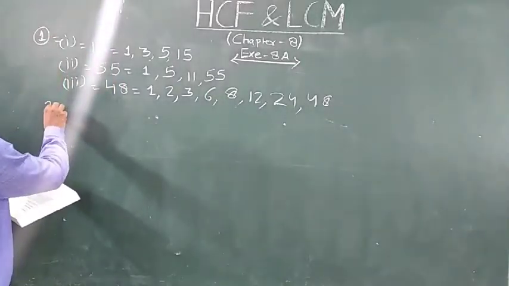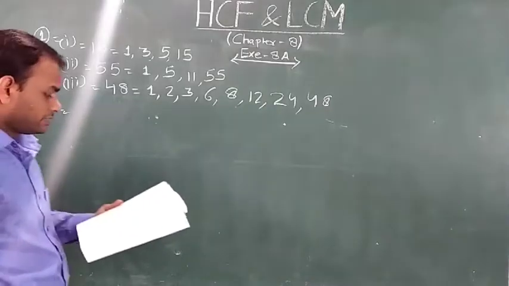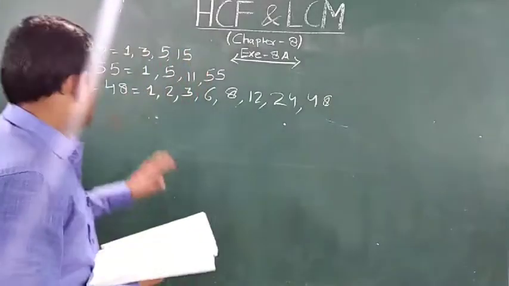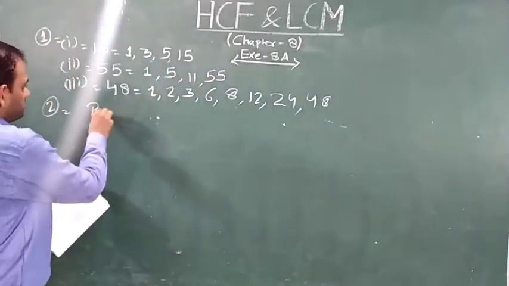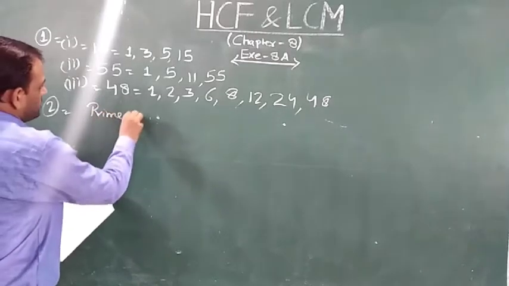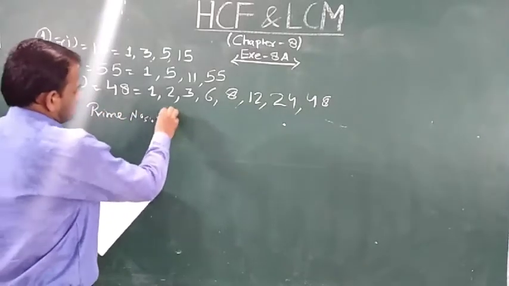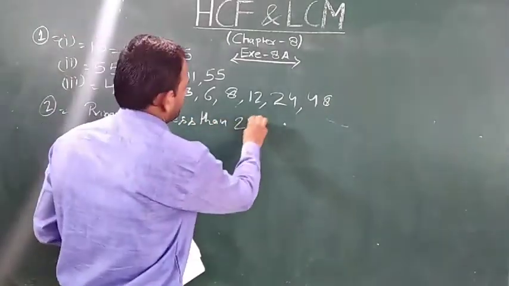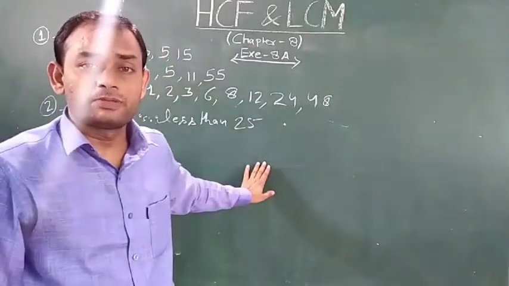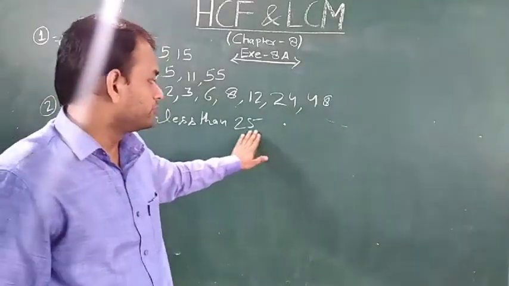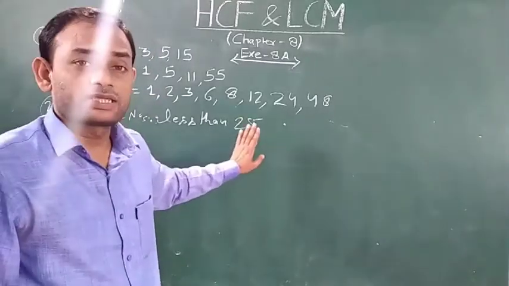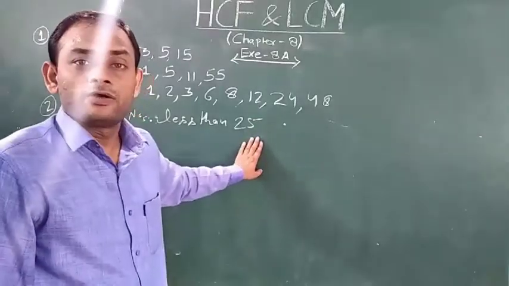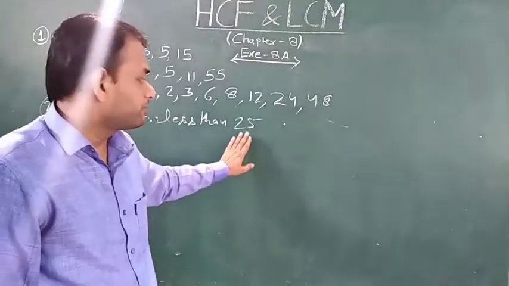Now I am just taking you to question number 2. Now you have to write the prime numbers less than the given number, 25. It means you have to write all those prime numbers which are less than 25. I told you what prime numbers are: the numbers which are exactly divisible by only 1 and itself are called prime numbers.